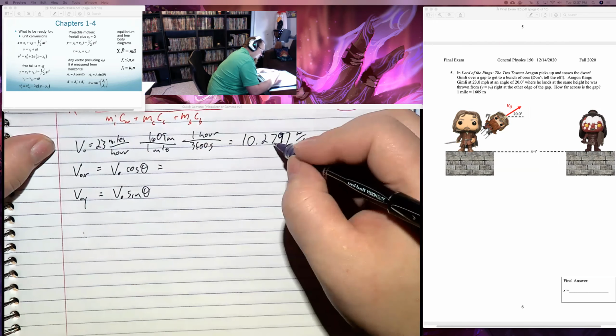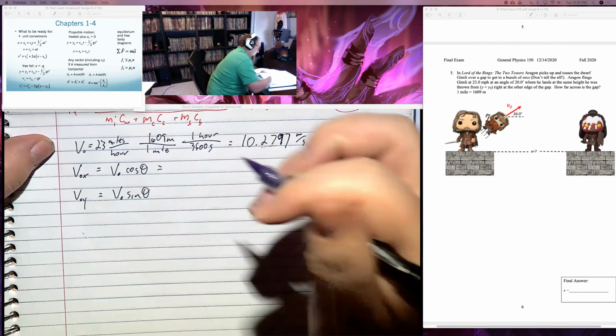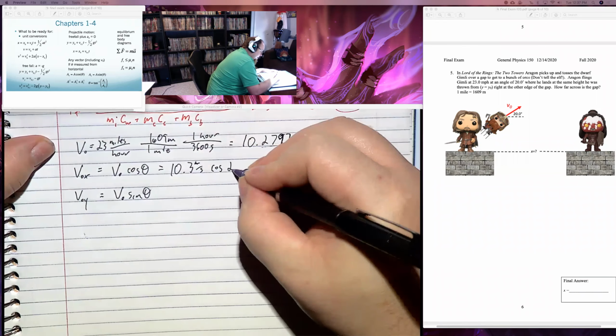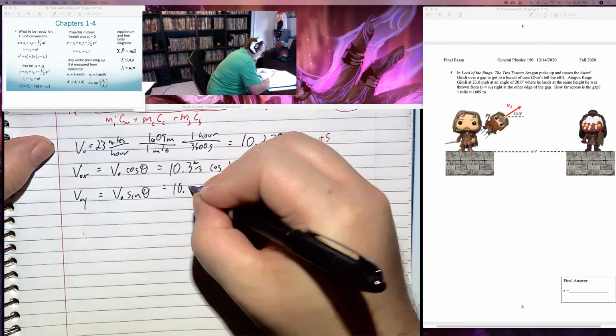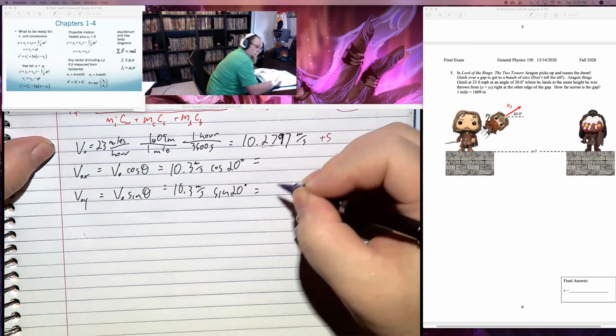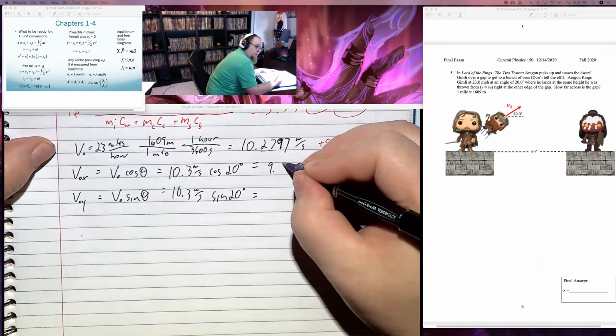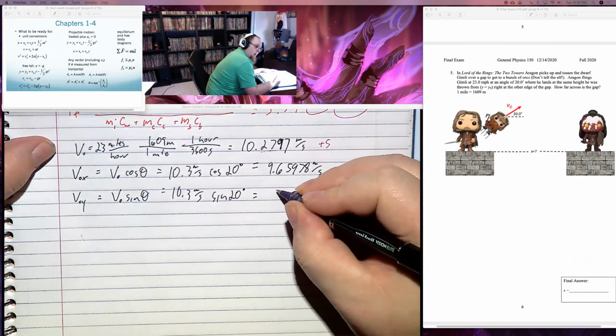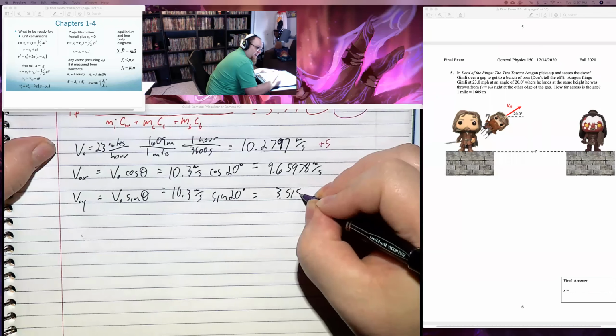So I'm going to round this for now. I'm going to use the whole number, but I'm just not going to write the whole number. 10.3 meters per second cosine of 20 degrees, and 10.3 sine of 20 degrees, which is 9.65978 and 3.51587.